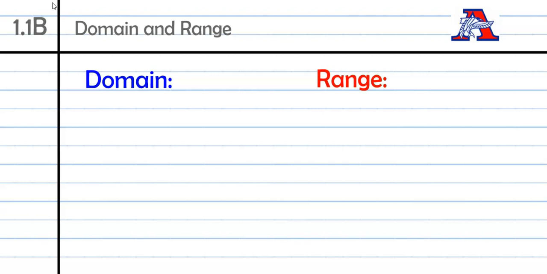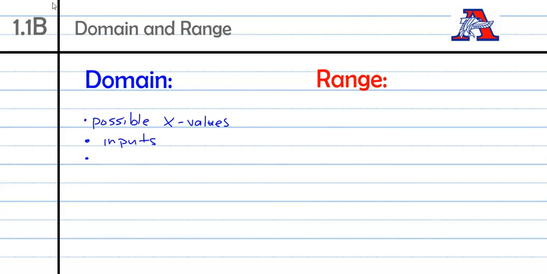So domain, what is domain? I'm going to explain it a couple different ways. Domain is your possible x values. Another way to talk about it is your inputs. It's what you are allowed to put into a function.